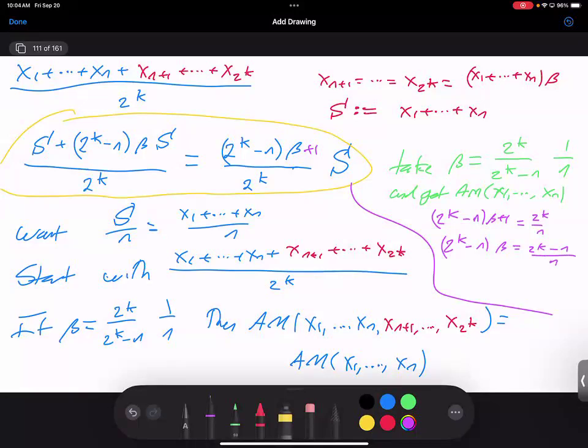Oh, that's really nice, right? The 2^k - n will cancel from both sides. And now, rather than getting that really bad expression for beta, we now get the much simpler expression, that beta equals 1 over n. All right, so now this over here just becomes beta equals 1 over n. And that's going to make things a lot easier. So on the left-hand side, we still have the arithmetic mean. We've just rescaled things a little bit.